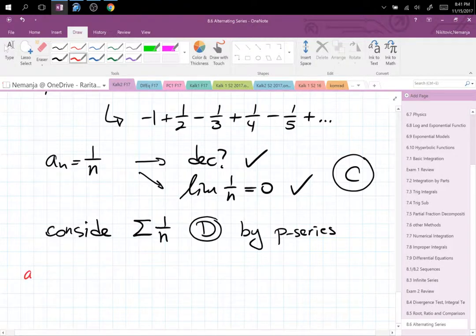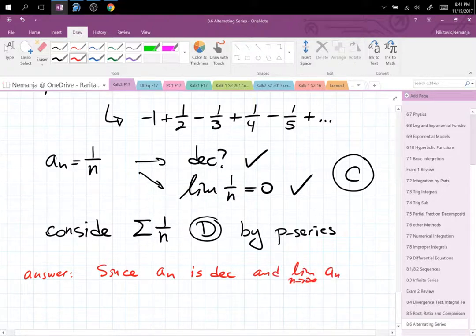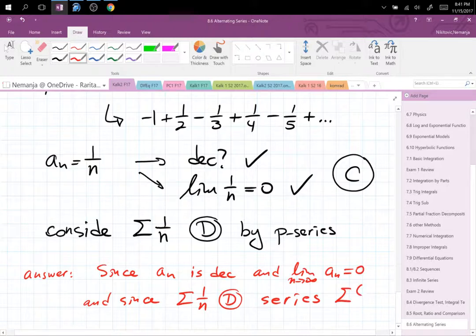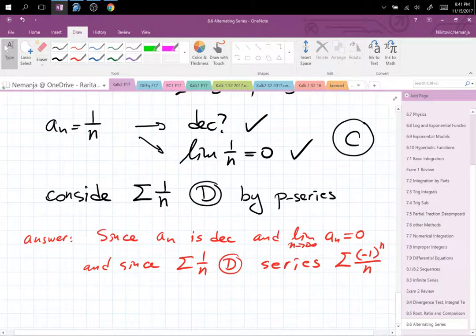So in the answer, since an is decreasing and the limit as n goes to infinity of an equals 0, and since summation 1/n diverges, the series summation (-1)^n over n converges conditionally.